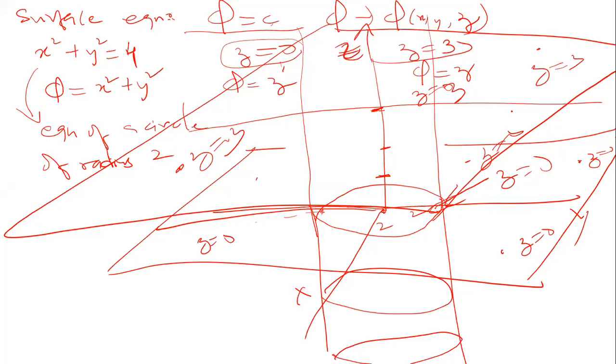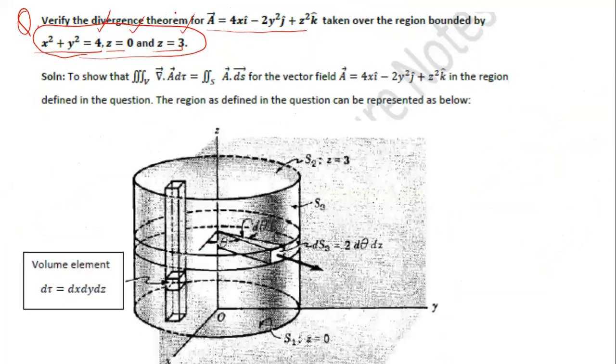So you have one infinitely long cylinder of radius 2. You have two planes, z equals 0 and z equal to 3. And what is the surface? Here the question says, what is that, taken over the region bounded by these three surfaces.